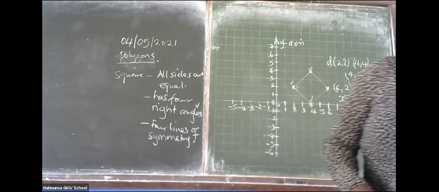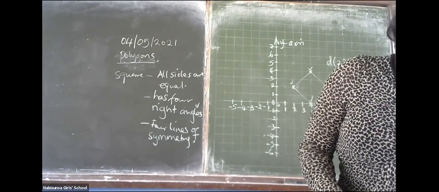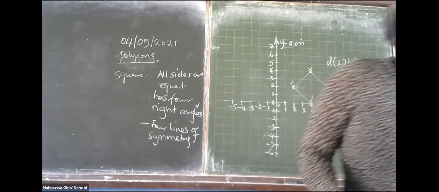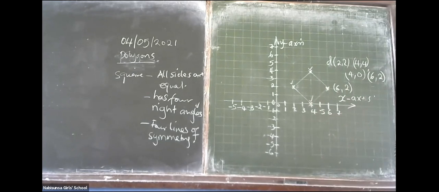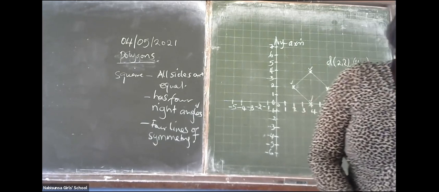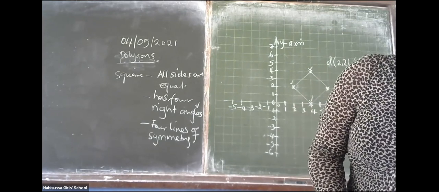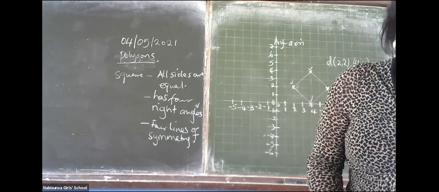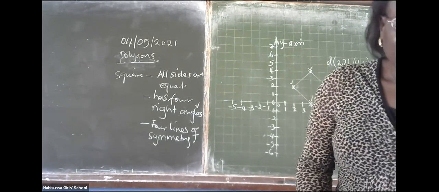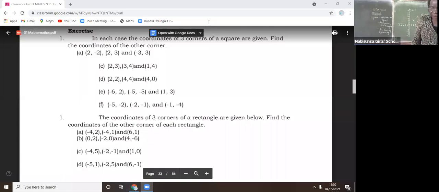So that is how we locate the missing point. And do the same with part D, part E, and part F.